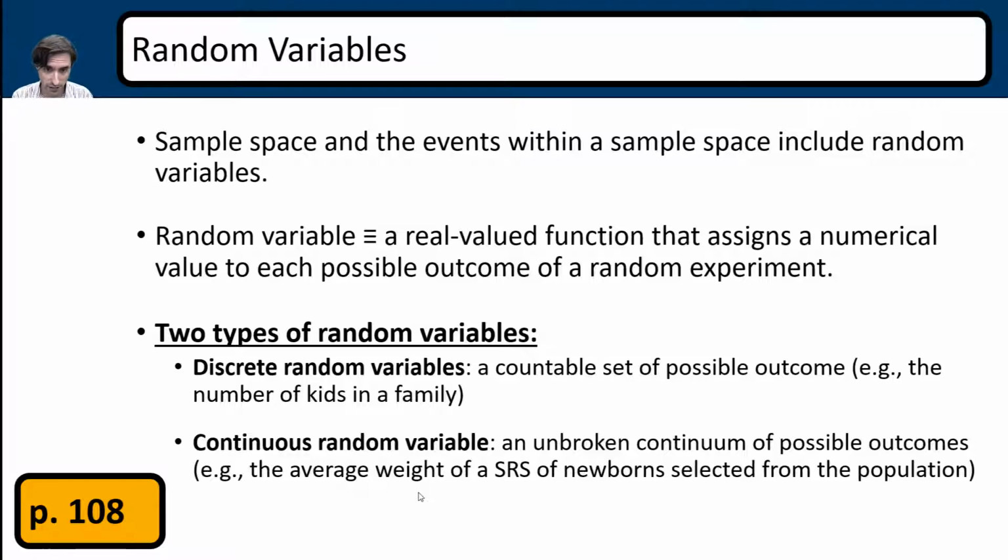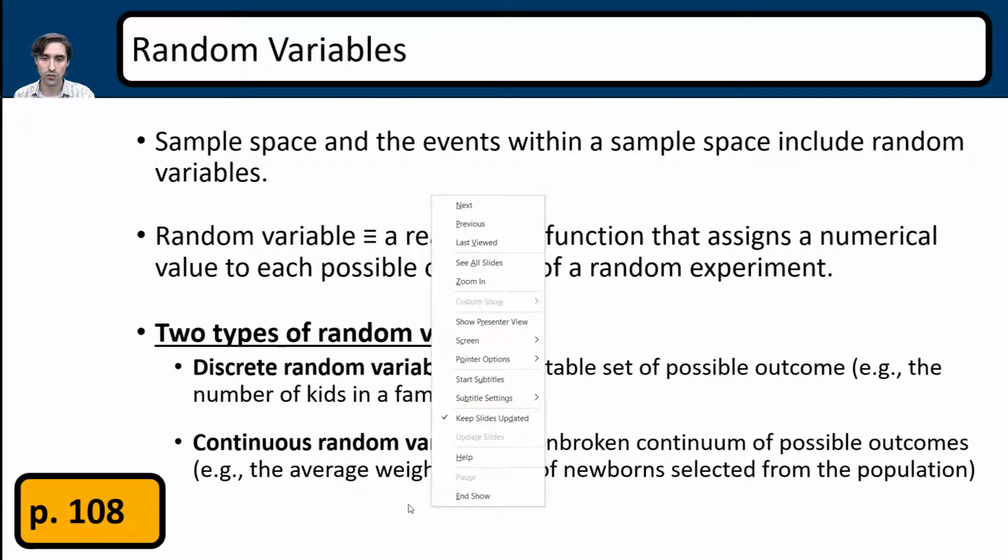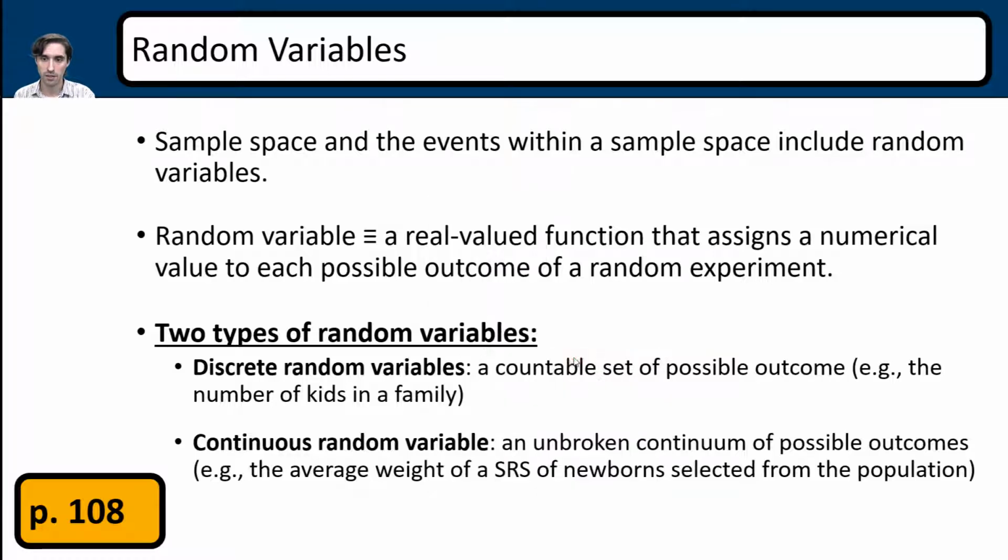The example in here is the average weight of a simple random sample of newborns selected from a population. Notice that it even says SRS right here. I want to change to a laser pointer. Yeah, there we go.